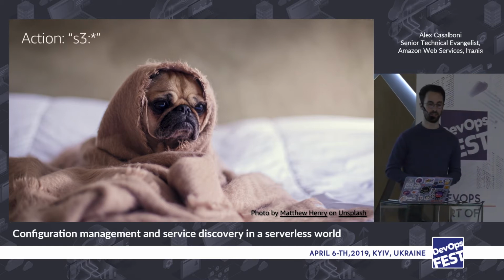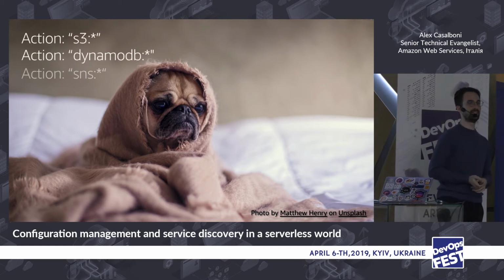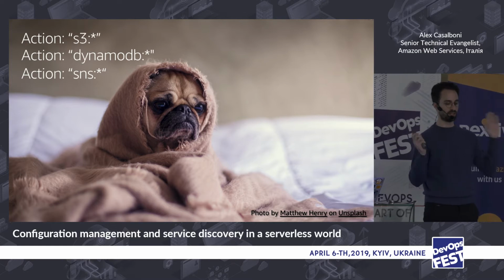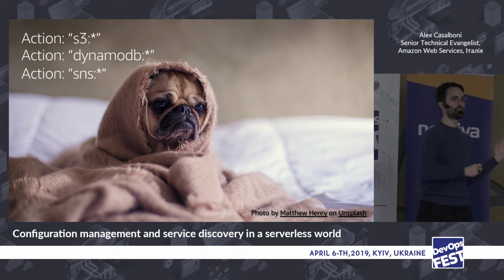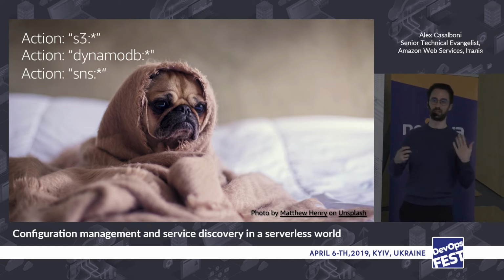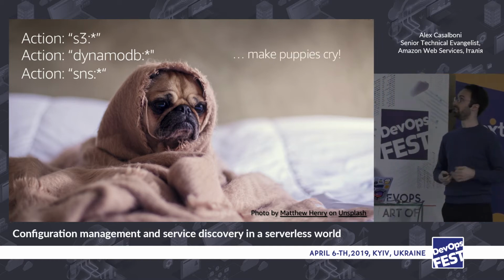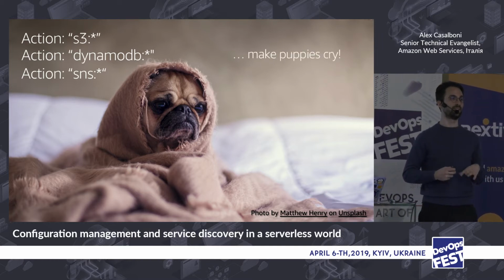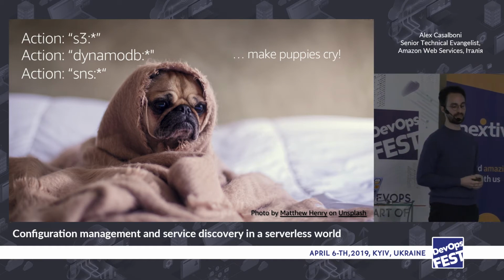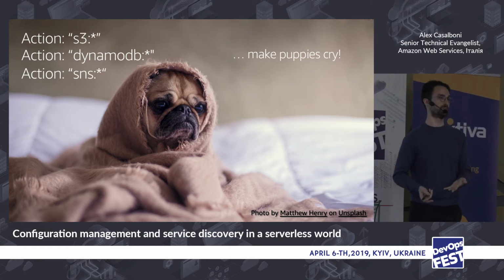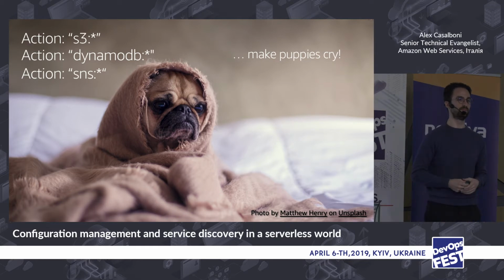Then, permissions. This is the typical initial approach. Okay, my function can do S3 star, or DynamoDB star, or SNS star. Okay, this makes all the puppies in the world cry. Don't do that. You're probably aware of that, but this is what most developers will start from, because I'm working in my local environment. It's my small account with 0 monthly spent, so there is no risk of breaking anything.